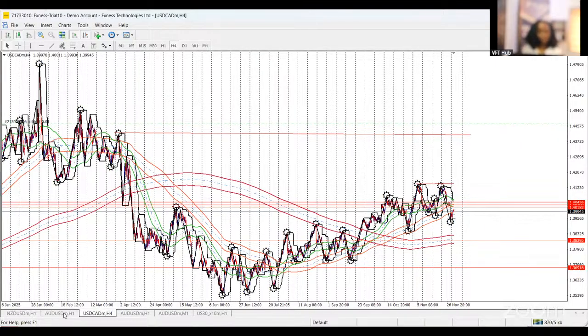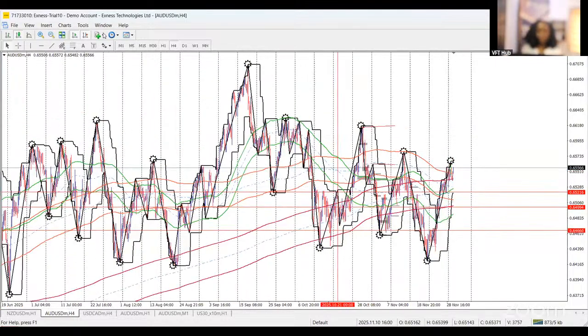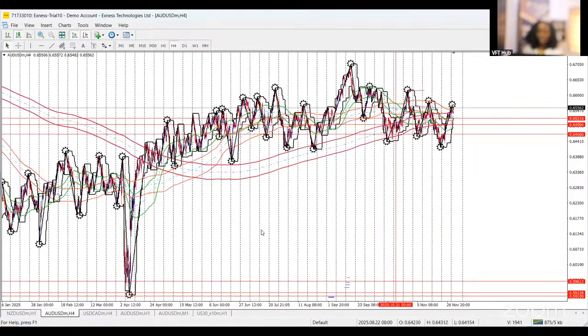Okay, that is it for USD CAD. Looking at AED USD now, starting from the H4 time frame. All right, price was buying from somewhere around 2nd of April.